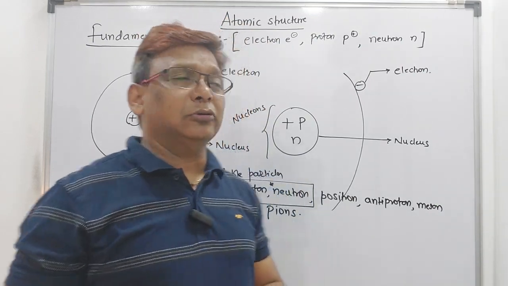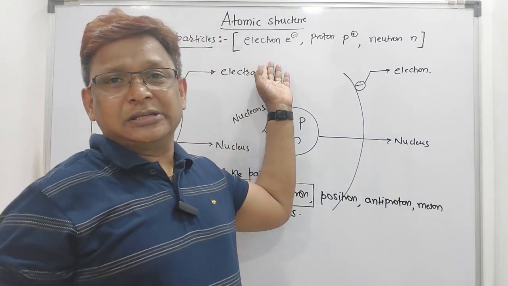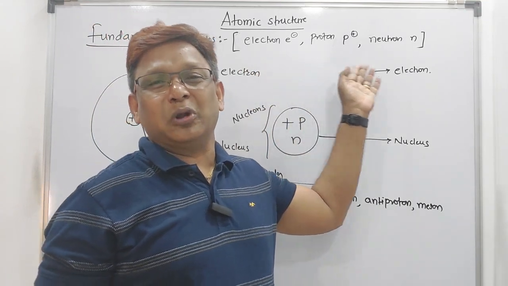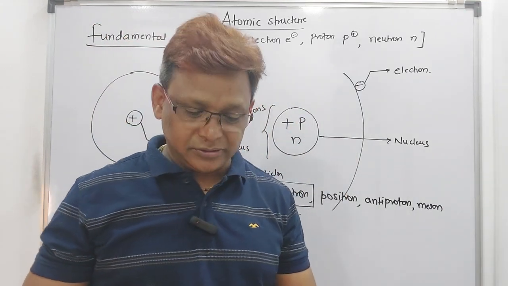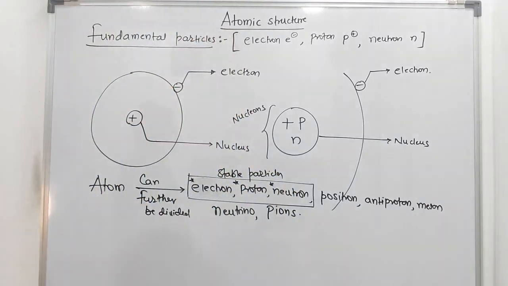Now we are going to learn by whom the electron was discovered, by whom the proton was discovered, and by whom the neutron was discovered. That part we are going to see. Take a screenshot of this.